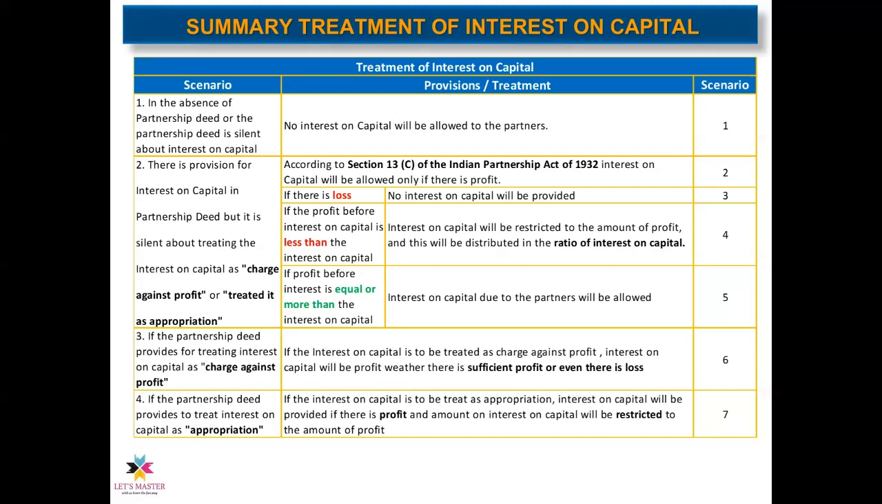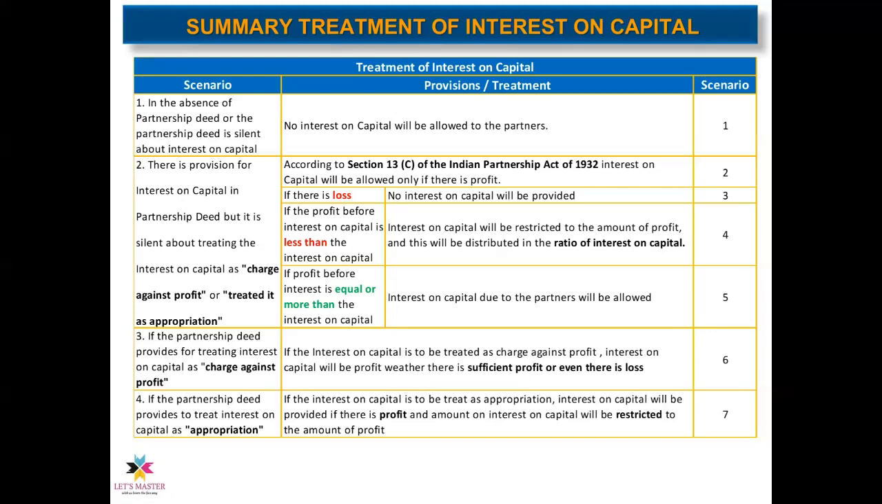And it has to provide full interest on capital to the partners, even if there is no sufficient profit or even if there is loss. So, for example, the total amount of interest on capital due to all the partners is 12,000 and the firm has earned a profit of only 6,000. Then also the firm will have to pay interest to the partners on their capital to the extent of rupees 12,000.